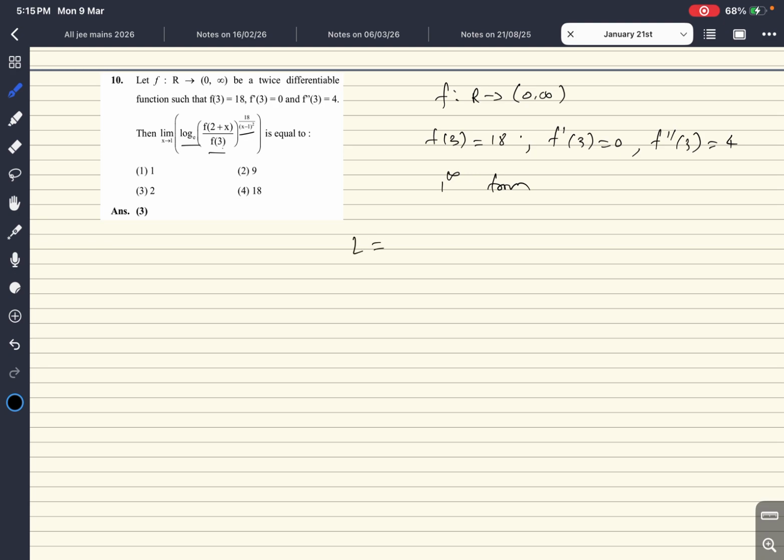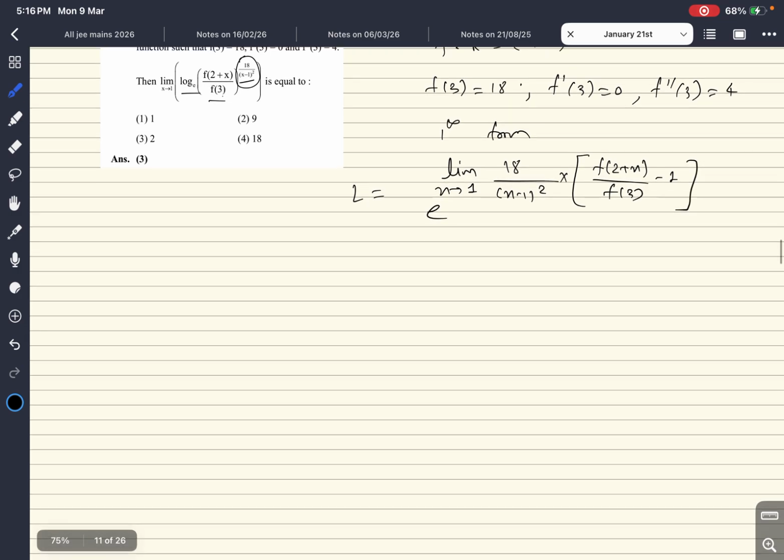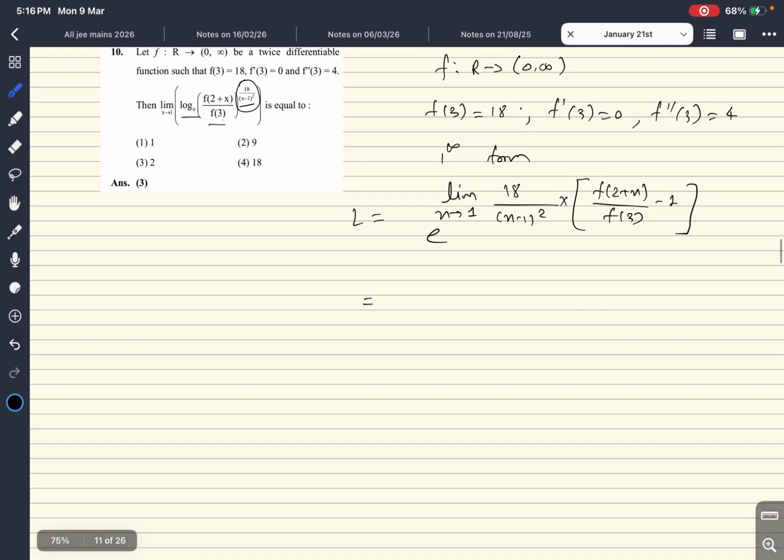Therefore, limit value: if I directly calculate e to the power limit x tends to 1, this g of x you have to write. What is g of x? 18 upon (x minus 1) whole square into f of x minus 1. What is f of x? f of 2 plus x upon f of 3 minus 1. Correct. So you have to use this formula. Now you just simplify the thing.